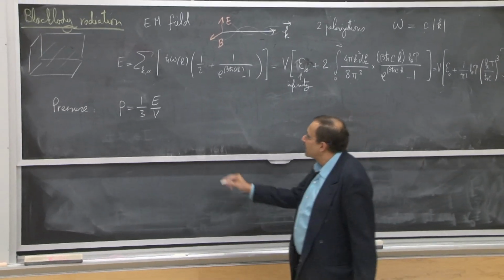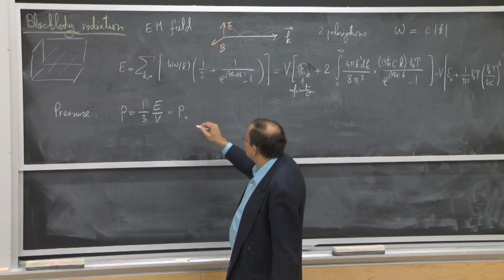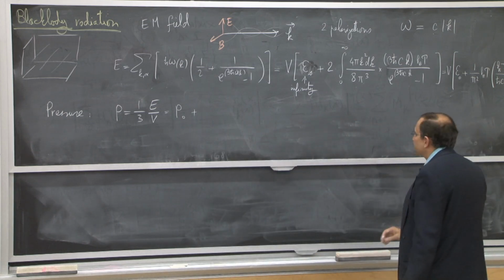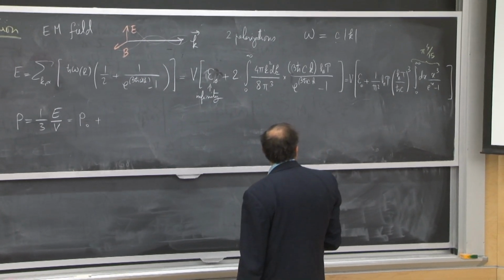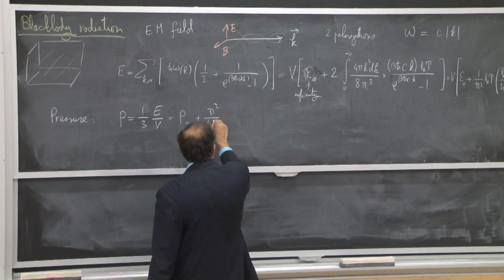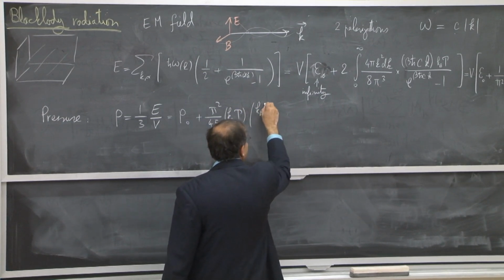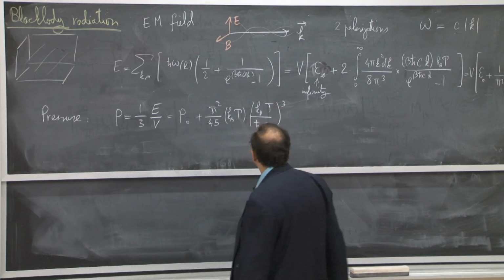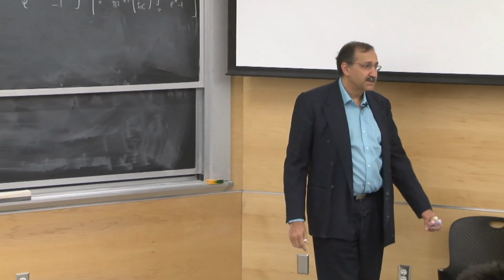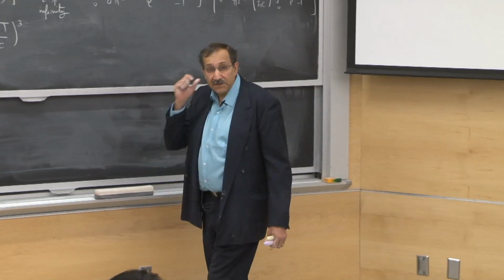So that would say that you would have essentially something like some kind of a P0, and then something that is proportional to T to the fourth. So I guess the corresponding coefficient here would be pi squared divided by 45 (kT) over h bar c cubed. Okay, so there is a radiation pressure that is proportional to temperature. The hotter you make this box, the more pressure it will get exerted from it.